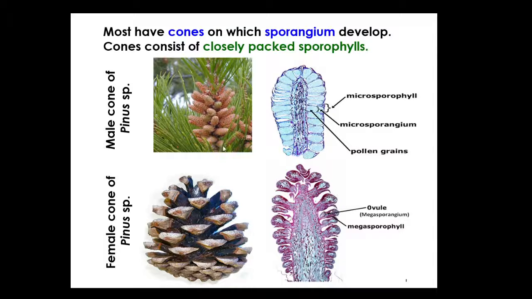So this is what a cone looks like. A male cone on the Pinus species, on pine trees. This is a female cone, which is usually what you see on Christmas trees or fake Christmas trees. If you slice it in half and look at it under the microscope, the brown part is the outer layer, that is the sporophylls. On the inside is the sporangium and the pollen grains inside the sporangium. This is on the female cone. You would have the megasporangium or the ovule protected by a megasporophyll. It would have the ovum inside the ovule.